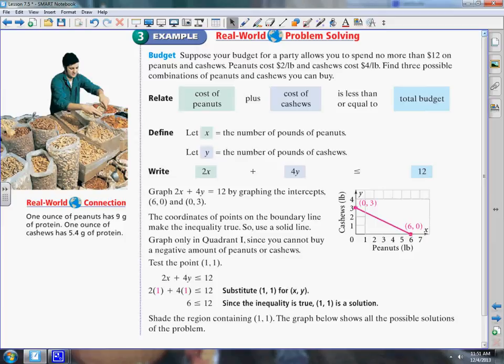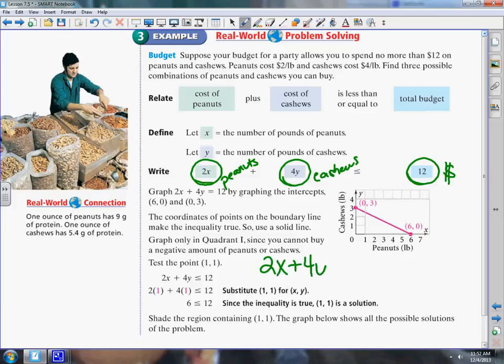So you're going to have your equation, and you're going to have $2 per pound for peanuts, so that's 2x, plus $4 a pound for cashews, so this is peanuts, this is cashews, and I want that to be less than or equal to my $12. So there's my equation, 2x plus 4y, and it has to be less than or equal to 12. You have to solve this.